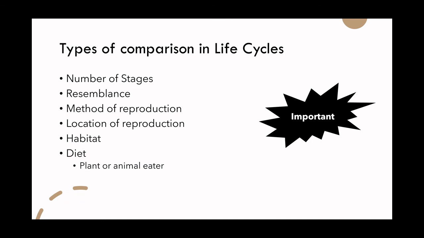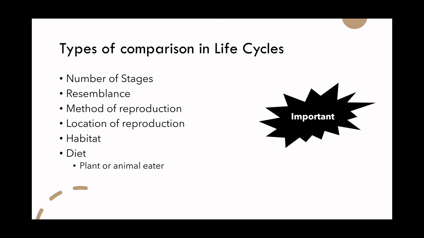Method of reproduction, that means they give birth or they lay eggs. Location of reproduction, that means where they reproduce. Just now I already mentioned, they like to compare butterfly and mosquito, which are very similar. They both lay eggs, the young both don't look like the adult, both are 4 stages, but the location that they reproduce is different. Butterfly lays eggs on land, mosquito lays eggs in water. Habitat, the young of the butterfly live on land, the young of the mosquito live in water. Habitat is where they live, so this one can also be compared.